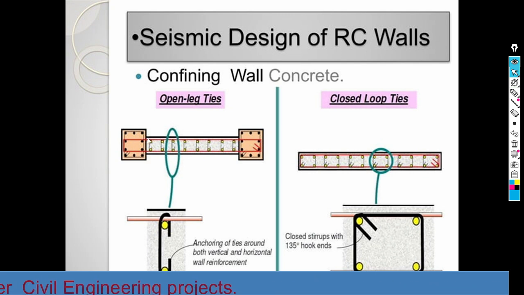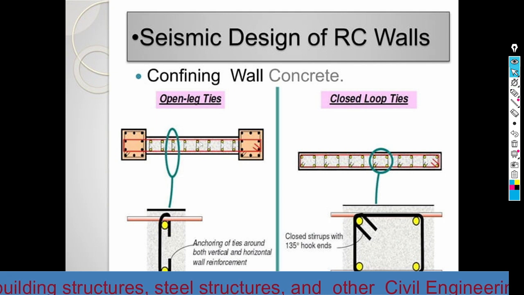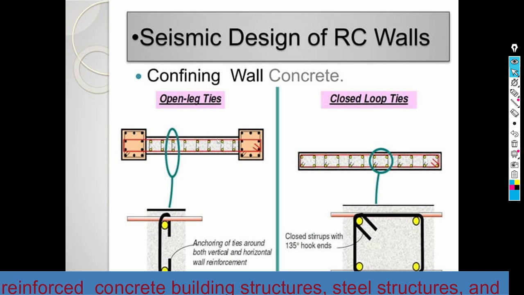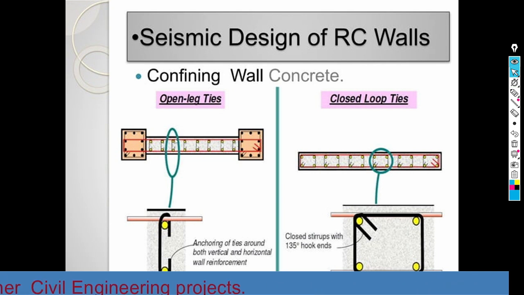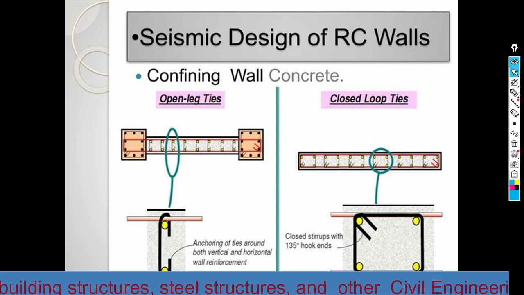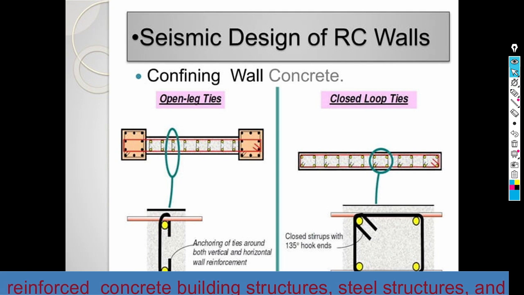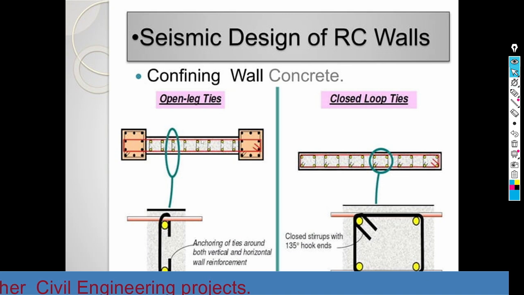We need to use the ties whenever the main vertical reinforcement exceeds the minimum amount of vertical reinforcement provided in the code. So in that case, we need to use extra ties.